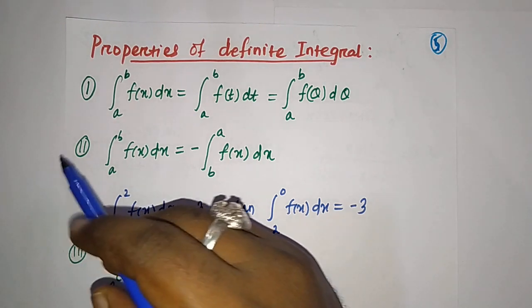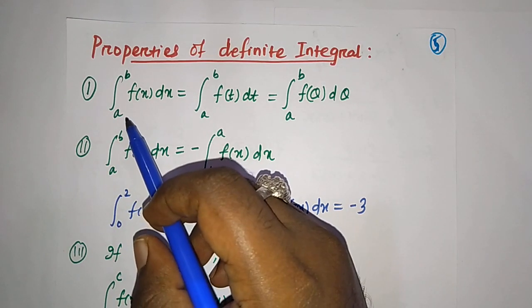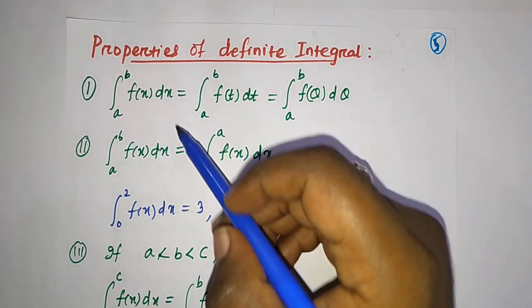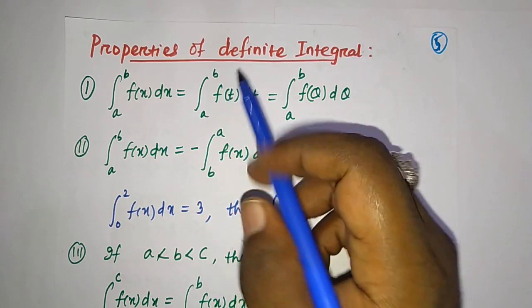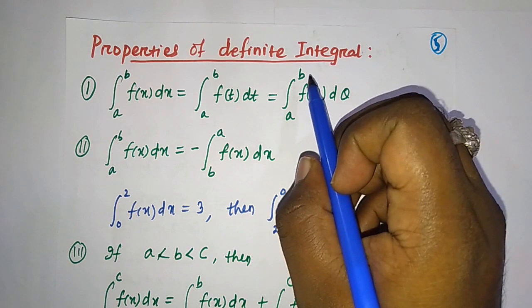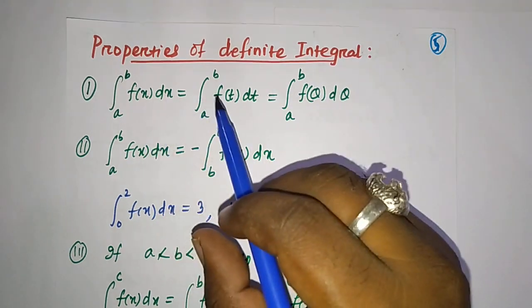Okay. First property is integration of f of x from a to b is equal to integration of f of t from a to b, equal to integration of f of theta from a to b. Okay. It is one property.